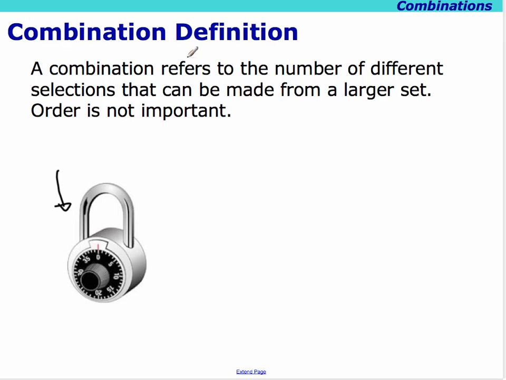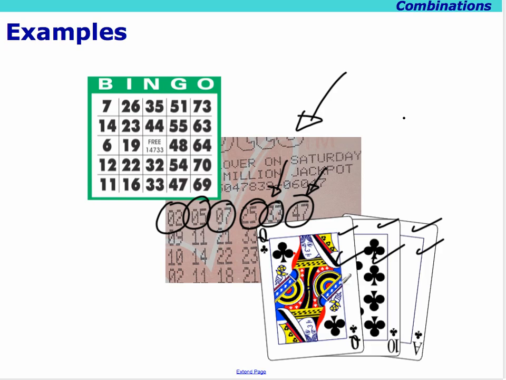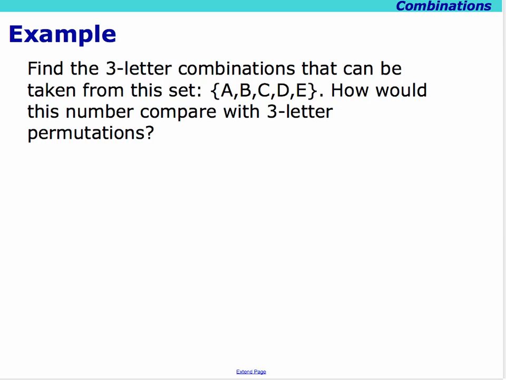Anyway, here's our definition. Combination refers to the number of different selections that can be made from a larger set where order is not important. So it doesn't matter, like when you get a hand. The order that these come in doesn't matter.